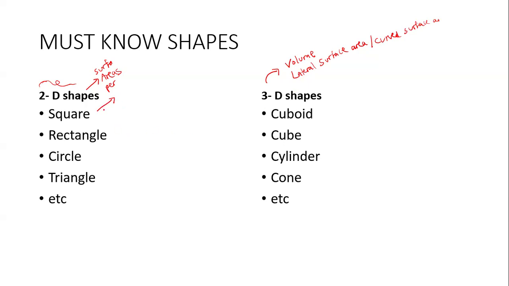Now, when it comes to the square, you need to know how to get the area. Area will be given by side times side. What about its perimeter? The perimeter of a square is given by 4s, where s is the length of the side. Then for the rectangle, area is given by length times width. Its perimeter is given by 2 into L plus W. When it comes to a circle, area is given by pi r squared.